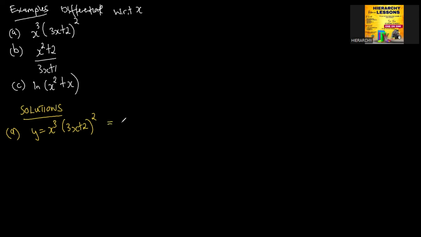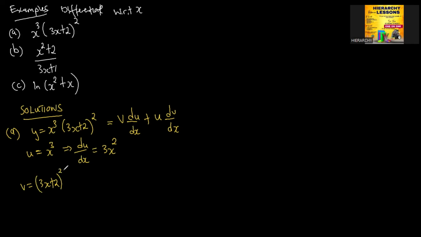It says we have v du/dx plus u dv/dx. So these are both functions. We can say u is equal to x cubed, meaning du/dx is equal to 3x squared. Remember, we drop the power and then subtract 1 from the power, so we are left with 3x squared. And then v is equal to 3x plus 2 squared.